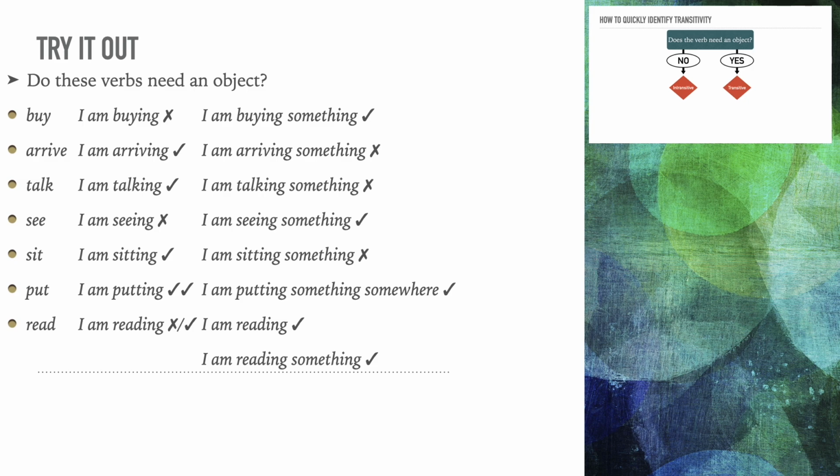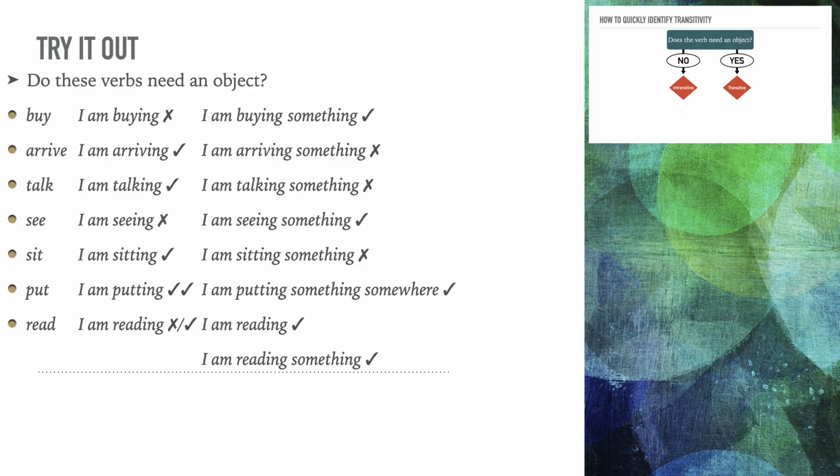Now this verb, put, actually needs both an object and a location. If I were to say I am putting, that sounds like it's missing something. If I say I am putting something, that sounds peculiar as well. I am putting something somewhere. That sounds fully formed. And this is what we'd call ditransitive.